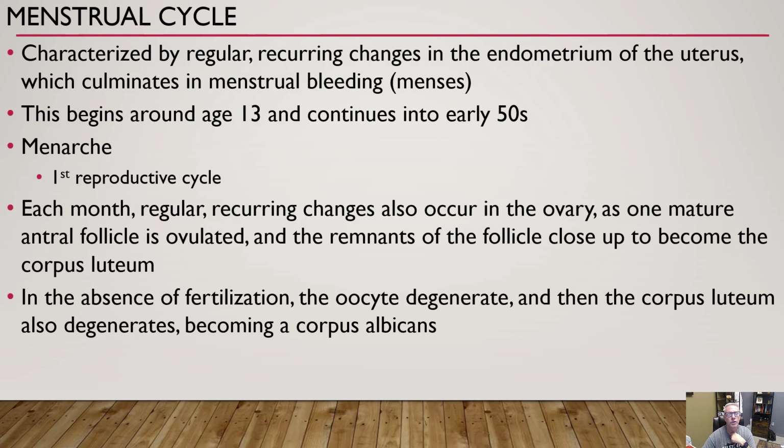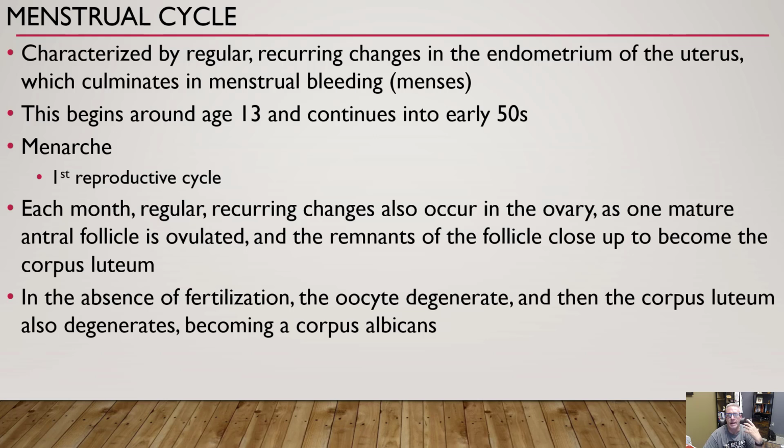All right, so your menstrual cycle. On a regular, recurring basis, it's marked by changes in the endometrium of the uterus and culminates with menstrual bleeding. We call that menses. It usually begins around age 13 and continues up until around 50 or early 50s. Your first period, or your first menstrual cycle, is called menarche. And like I said, it's usually each month at a regular interval.